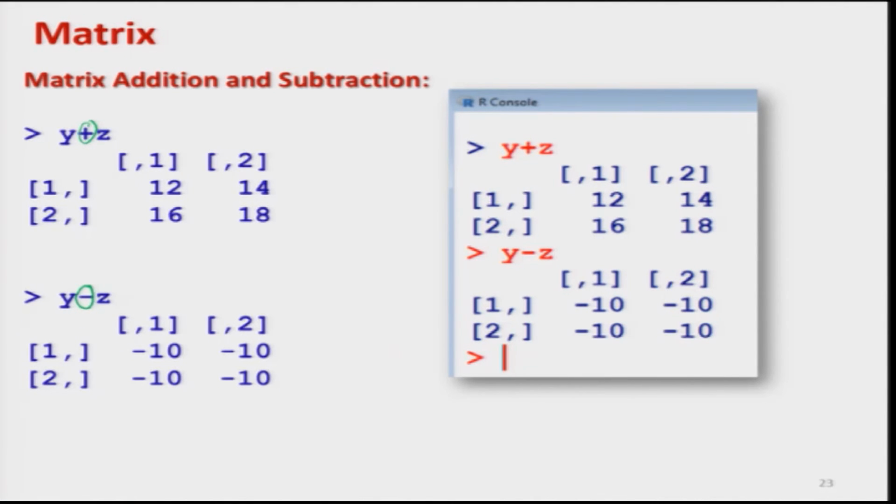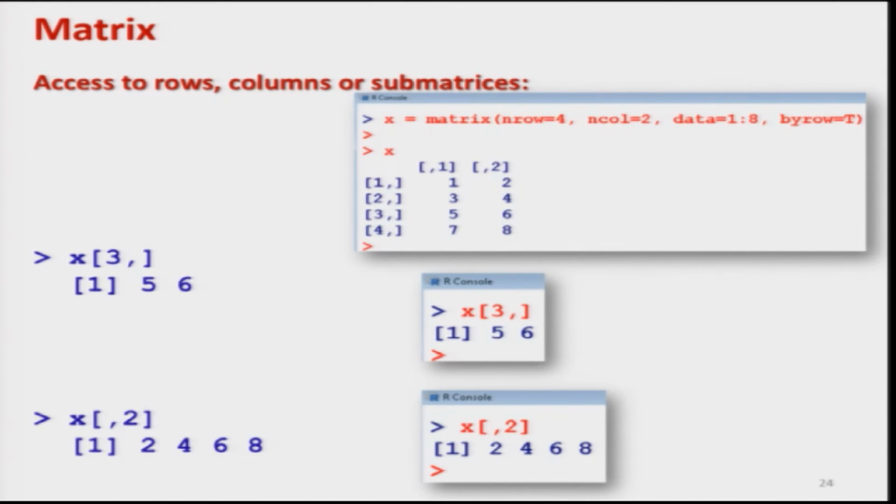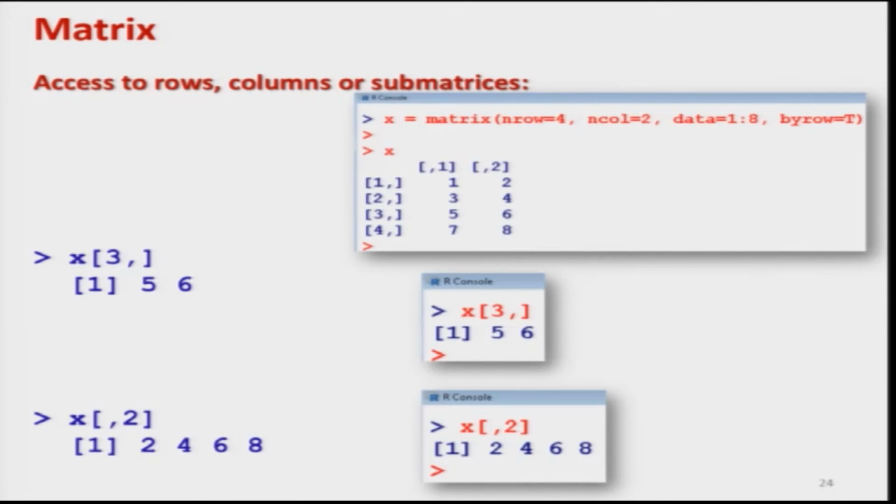Now, I would like to address another issue, that once you are trying to deal with vectors and matrices, then sometimes you need to access a particular part of the matrix. That can be a particular row, a particular column, or a particular submatrix. Then how to do it? So, I will try to show you here. Suppose I create the same matrix which I have created earlier, and suppose I want to access the third row.